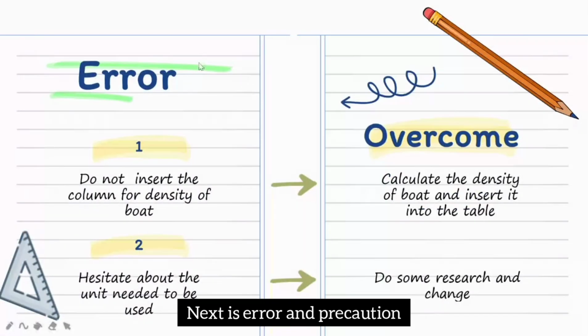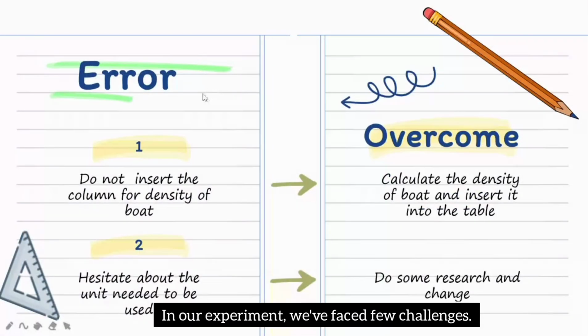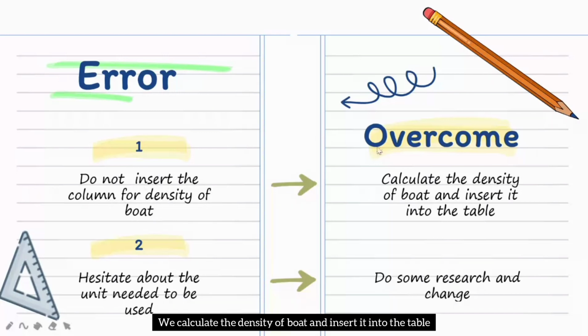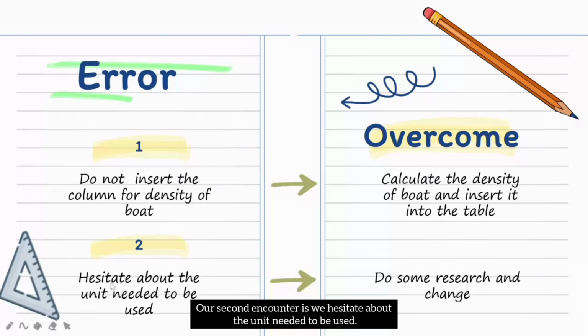Next is error and precaution. In our experiment, we faced a few errors. First of all, we did not insert the column for density of the object, which is the boat. We overcame it by calculating the density of the boat and inserting it into the table. Our second error is we hesitated about the unit needed to be used. We overcame it by doing some research and changing the unit into the correct unit.